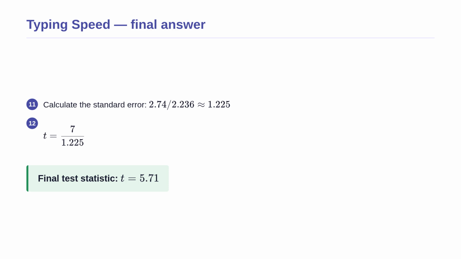Finally, we divide our actual improvement of 7 by this standard error. Our final calculated test statistic is 5.71. This is a massive number in the world of statistics, meaning the result is highly significant. We can confidently conclude that the typing course genuinely works.